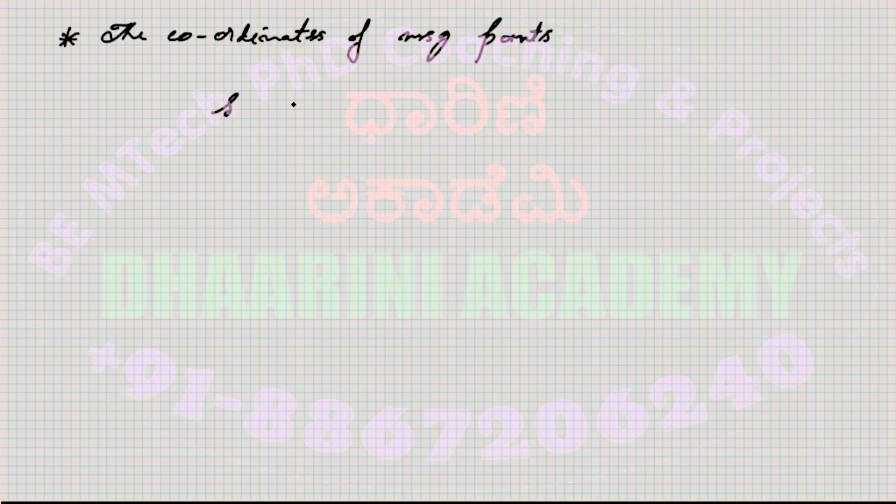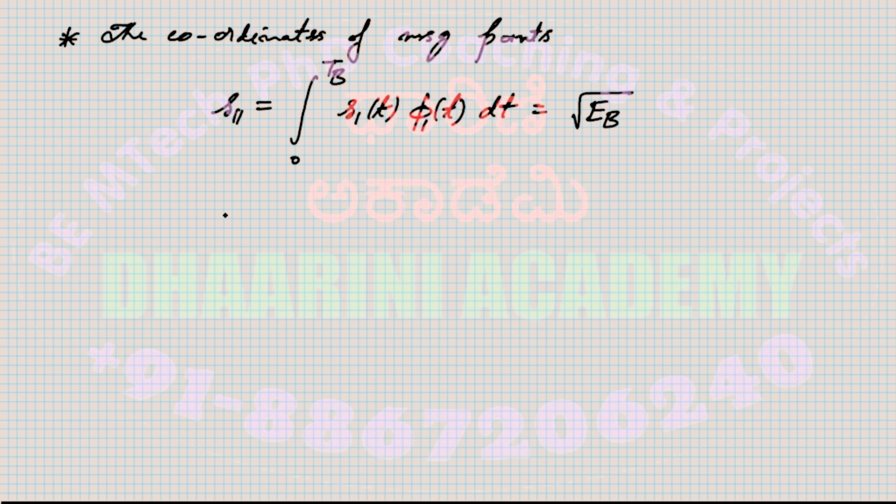So S11 is equal to integral 0 to TB, like we calculated in the ASK case. First you have a message signal you receive, that is S1 of T, into the phi 1, dt. So when S1 is sent, you will receive this as root EB. At the same time, whenever you send the second signal, that is S2, this will be equal to integral 0 to TB, S2 of T into the phi 1 dt. So that means you are going to receive minus root EB.